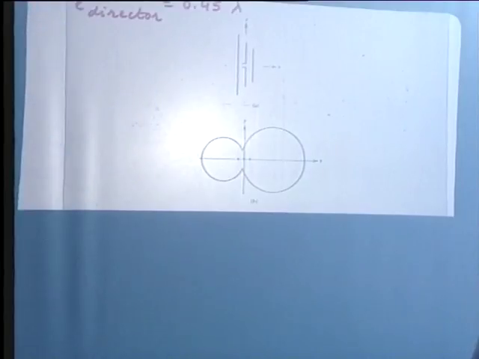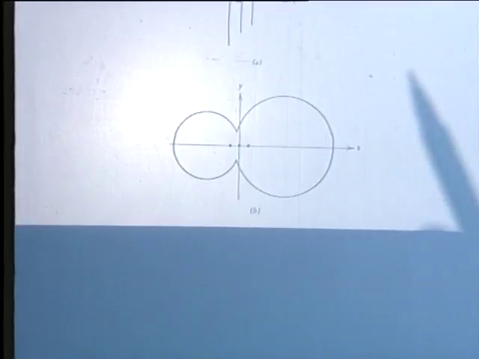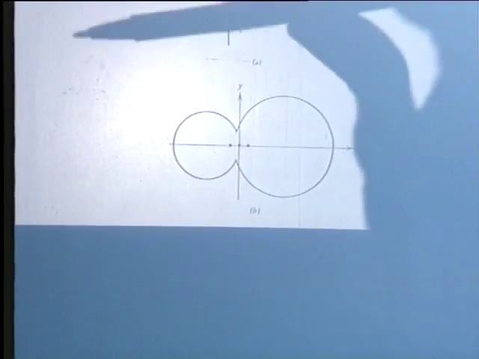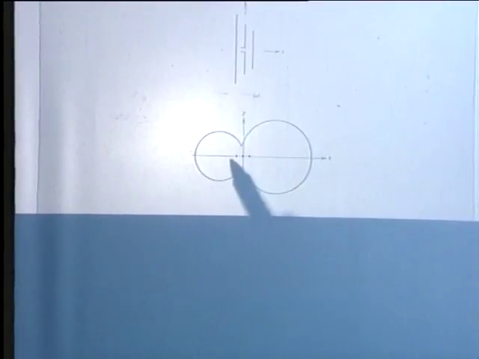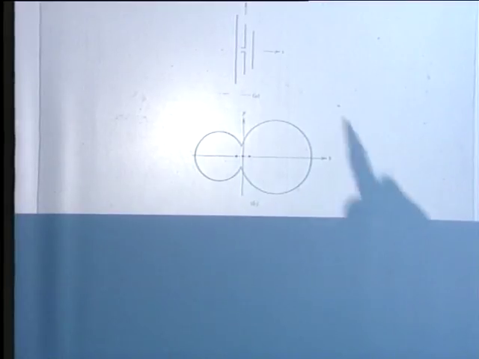Okay. The plane in which we are showing it is again the H plane pattern, the plane normal to the antenna axis, so that in that plane these three elements look like these three dots. Okay. This is the director element, this is the driven element, this is the reflector element, and the pattern that we get is like this.